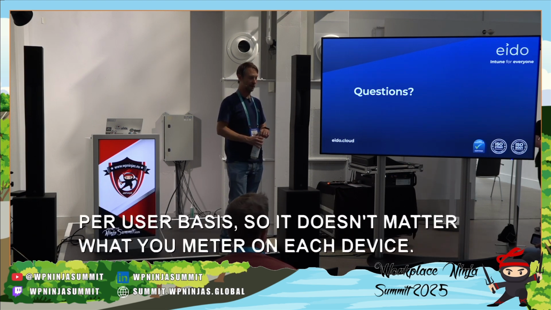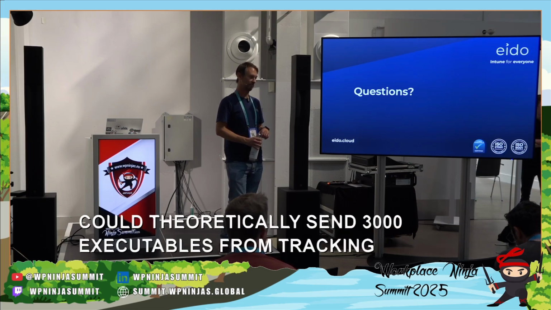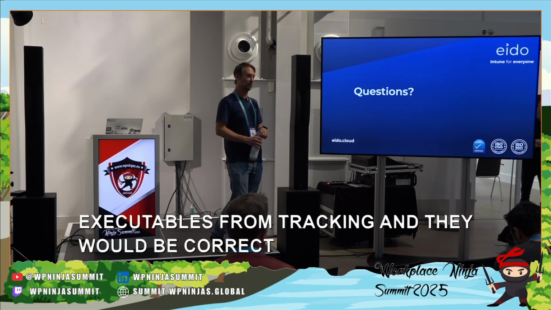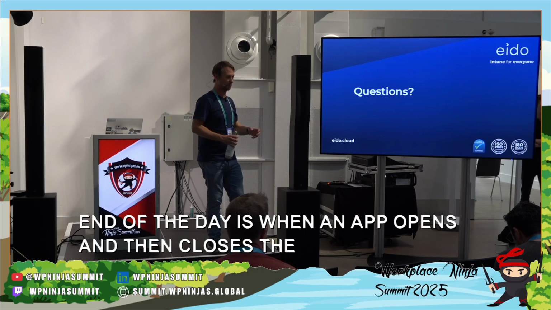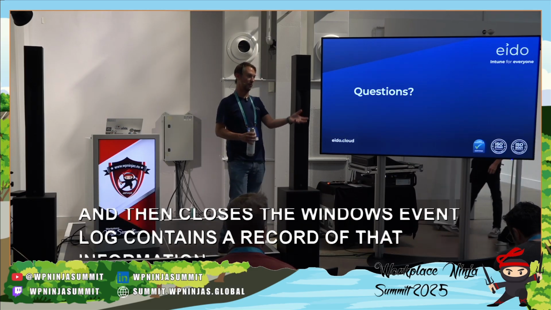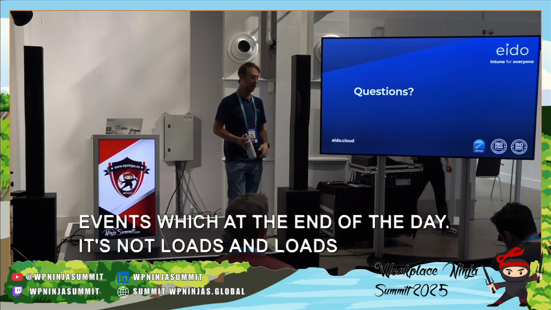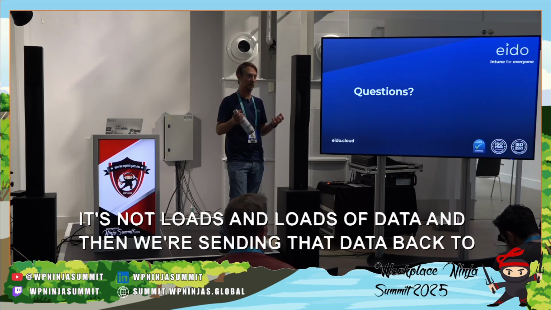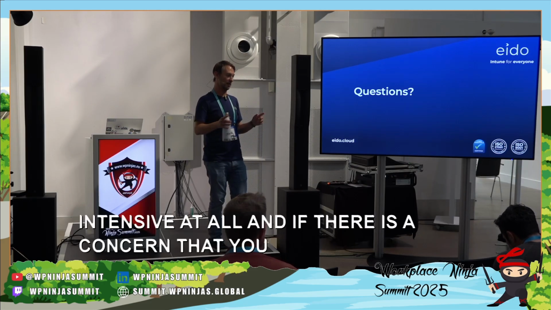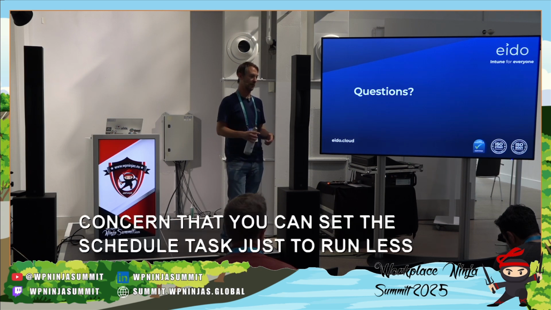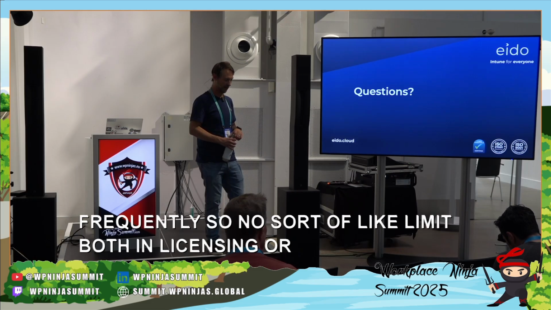So we could theoretically set 3,000 executables for tracking? Correct. All it does at the end of the day is when an app opens and then closes, the Windows event log contains a record of that information. And all we're doing is looking for those open and close events, which at the end of the day, it's text. It's not loads and loads of data. And then we're sending that data back to us. So it's not particularly process intensive at all. And if there is a concern, you can set the scheduled task just to run less frequently and send the data less frequently. So no limit, both in licensing or in technology there.